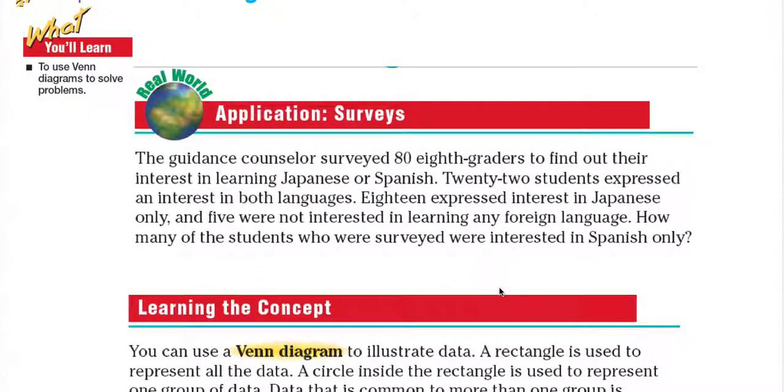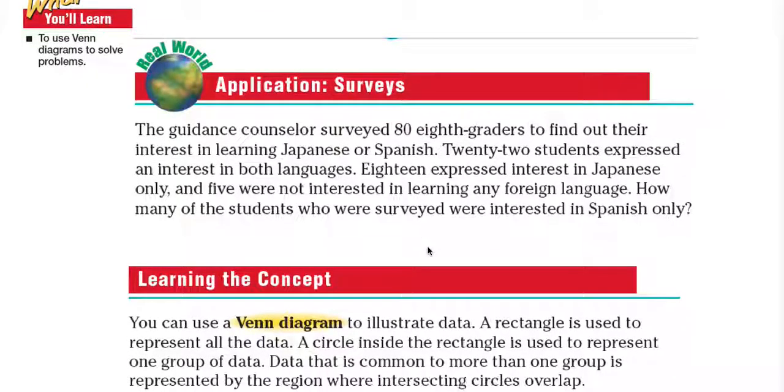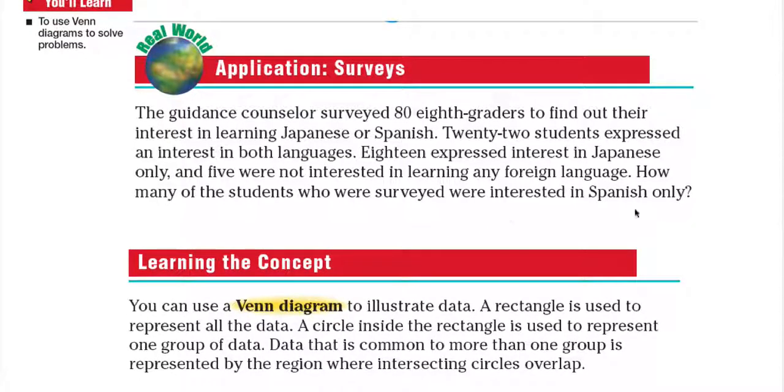The guidance counselor surveyed 80 eighth graders to find out their interest in learning Japanese or Spanish. 22 students expressed an interest in both languages. 18 expressed interest in Japanese only, and 5 were not interested in learning any foreign language. How many of the students who were surveyed were interested in Spanish only? And we will solve this in the next page.